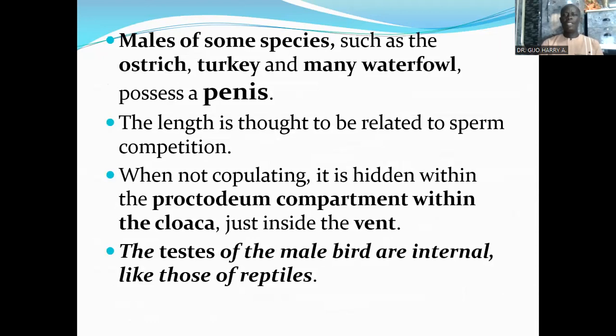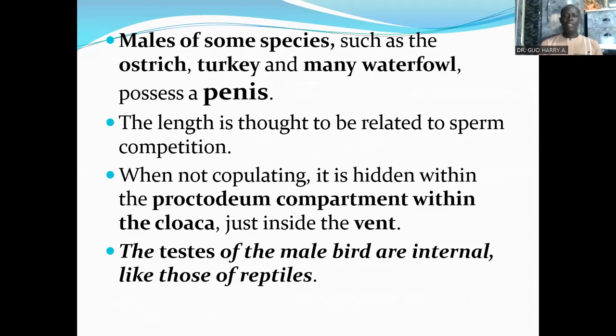Males of some species, such as ostriches, turkey, and many waterfowls like the ducks and the geese, possess a penis. The length is thought to be related to sperm competition. There are some water birds like the ducks that have a very long, coiled penis. It depends on the sperm competition.